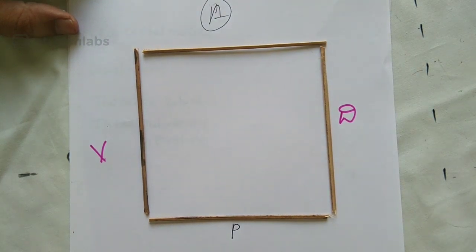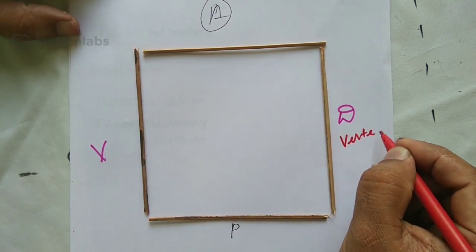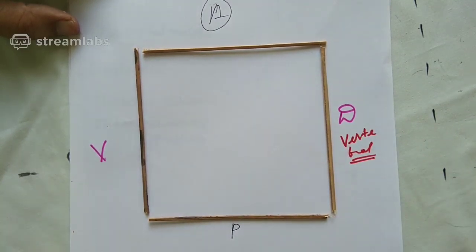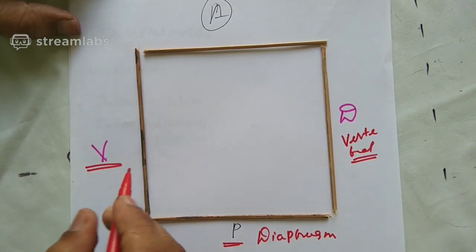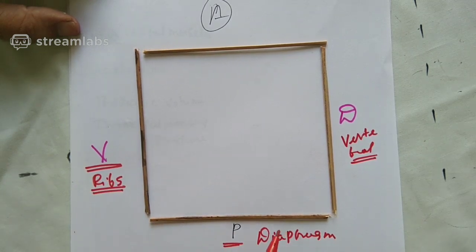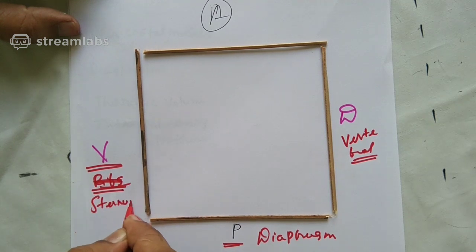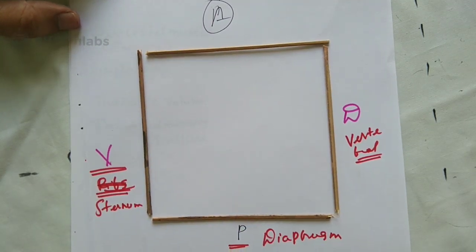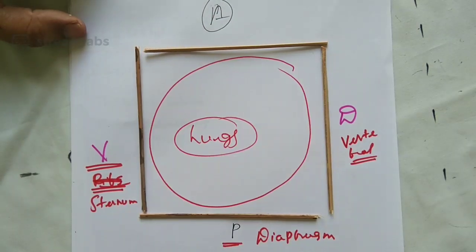The dorsal part is made up of the vertebral column. And the posterior portion is made up of, tell me what? Diaphragm. Clear? And the ventral portion is made up of sternum. And the lateral portion is made up of ribs. Once again, this chamber is called the thoracic cavity.